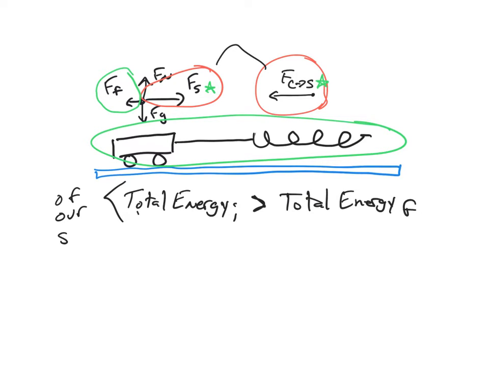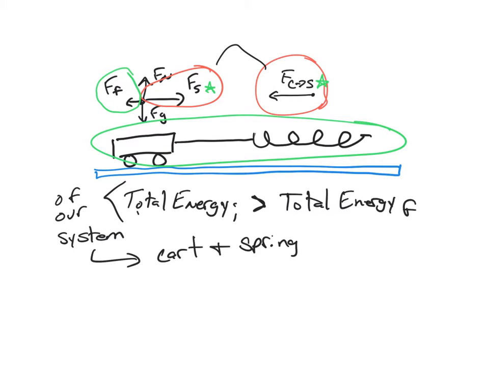Of our system, which in this case is the cart and spring. Now, one thing I'm going to ask you to do as you analyze your data is to not just look at the relationship between your independent and dependent variable, but also compare your initial and final energy, because we want to see how significant is that force of friction. How much energy is it really taking out of our system?